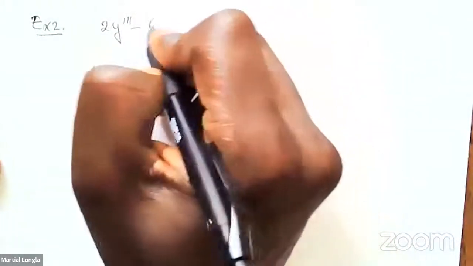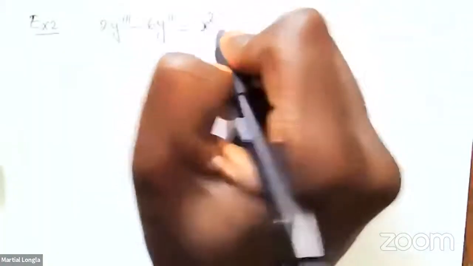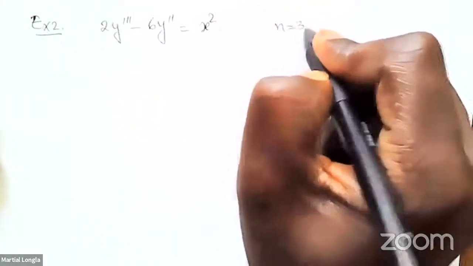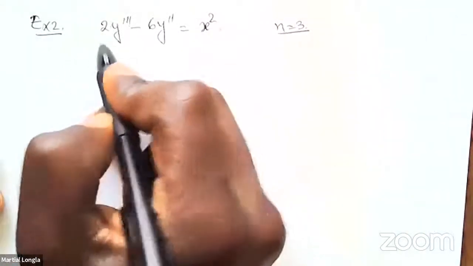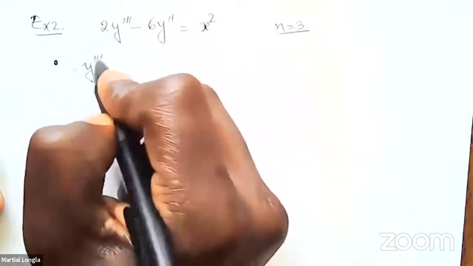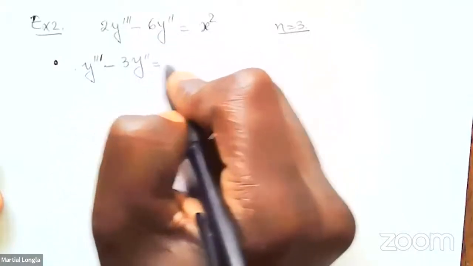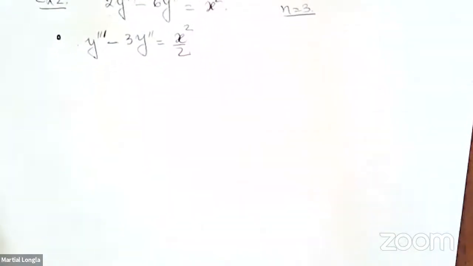So 2y triple prime minus 6y double prime equals x squared. That's an example. So here it's order 3. So n equals 3. So you're going to have three functions. First thing first, standardize that problem. So make sure the coefficient of the highest one is 1. So the right-hand side is going to be x squared over 2. That's where we start. So we standardize the problem.